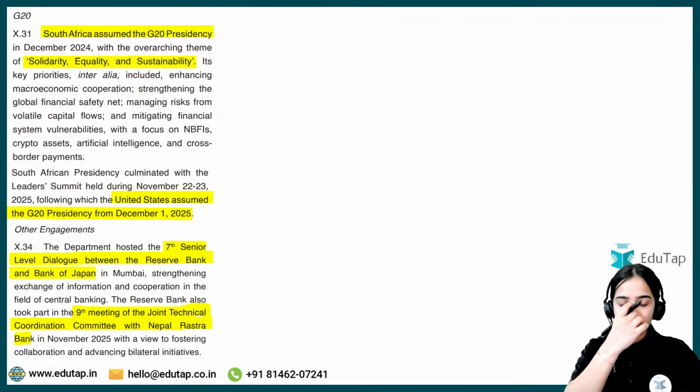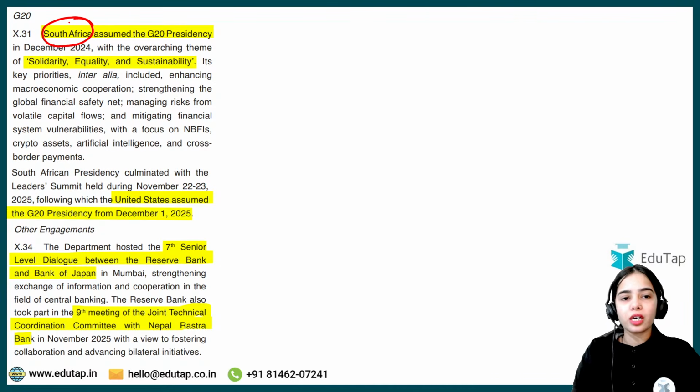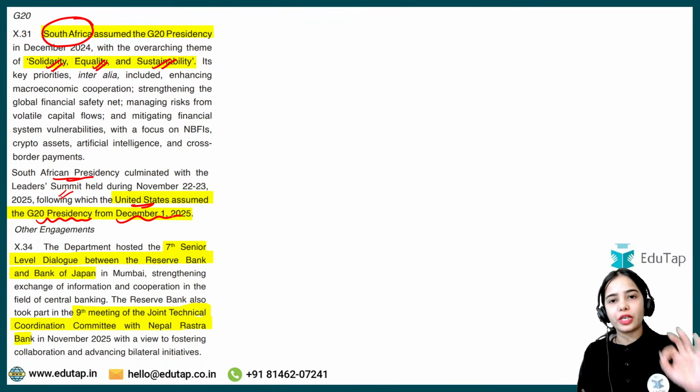Chalo. Now, coming to the next part, that is G20. South Africa, now this is important. South Africa assumed the G20 presidency in December 2024, with the overarching theme of solidarity, equality, and sustainability. The South African presidency ended with the leaders summit in November 2025, and the US assumed the G20 presidency from December 1, 2025.